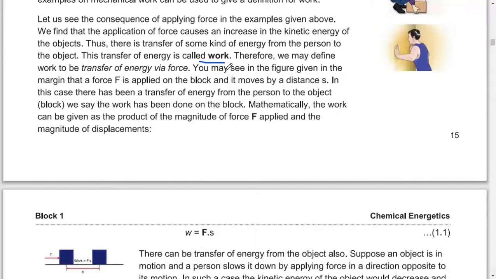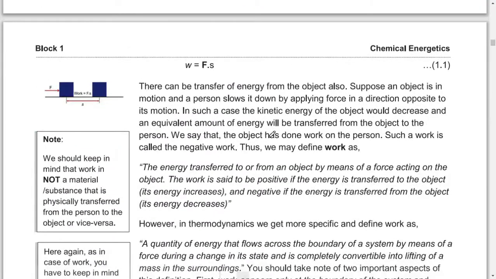You may see in the figure given in the margin that a force F is applied on the block and it is moved by a distance s. In this case, there has been a transfer of energy from the person to the block. We say the work has been done on the block. Mathematically, the work can be given as the product of the magnitude of force F applied and the magnitude of displacement s. W is equal to Fs.